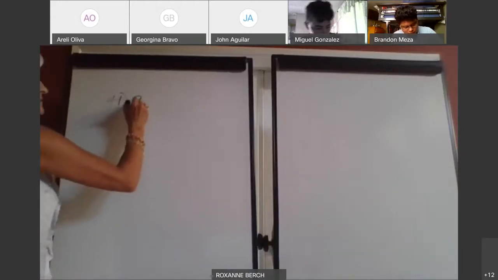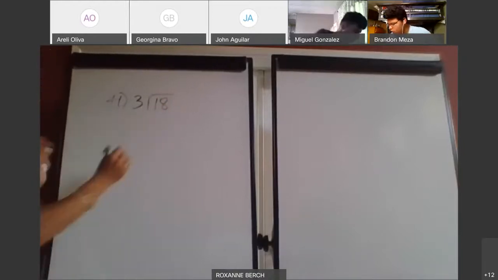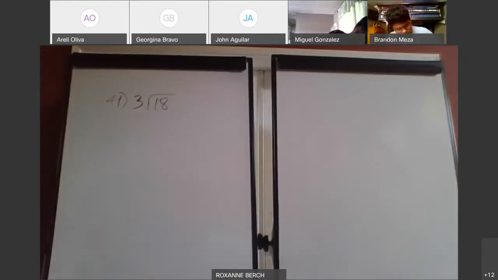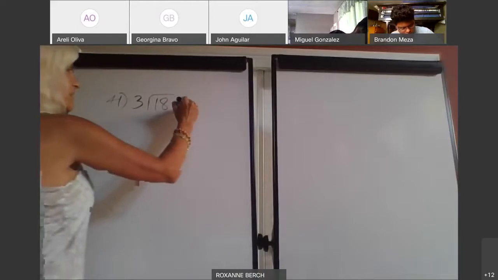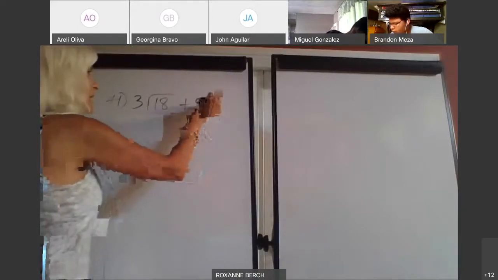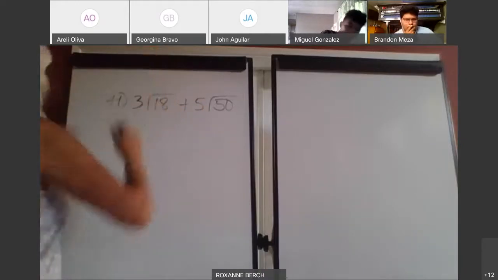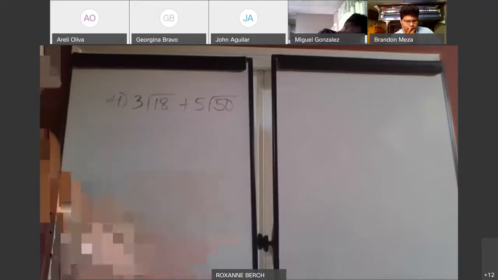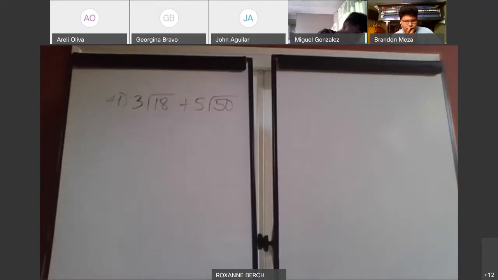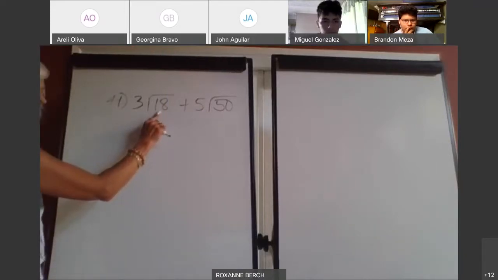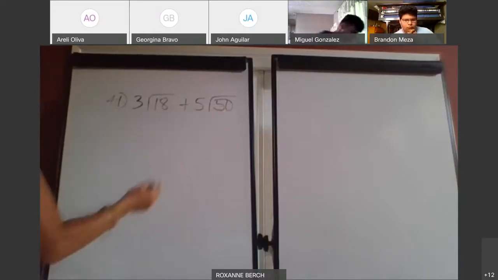Is it 3 radical 18? And then is it plus 5 radical? The way these are right now, you cannot add them. When you have the same index and different radicands, you can't add them. So what you're looking at is, hey, is somebody hiding out in here? It looks like somebody's hiding out, and like somebody's hiding out.